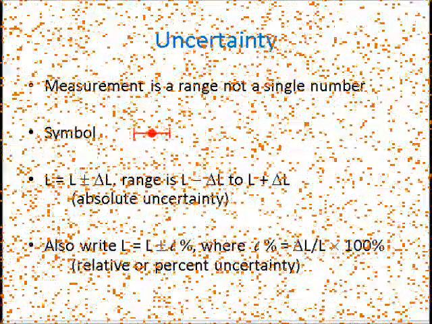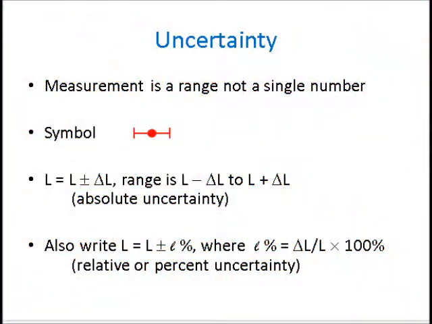Hi. We want to talk a little bit about uncertainty in this video. When we make a measurement using something like a ruler or what have you, the measurement is a range, not a single number. The symbol that we use is a dot with error bars.